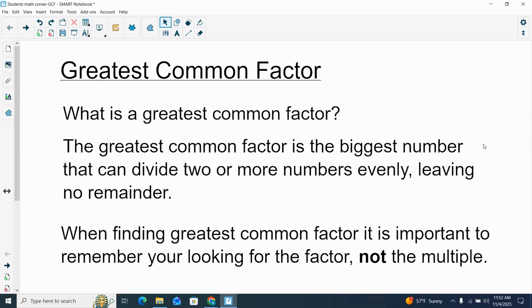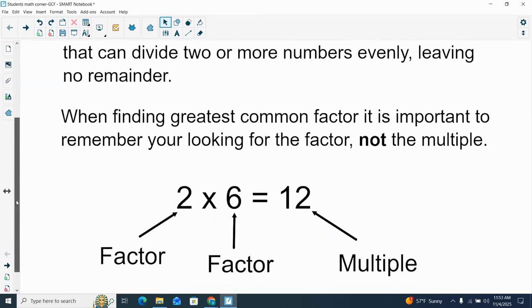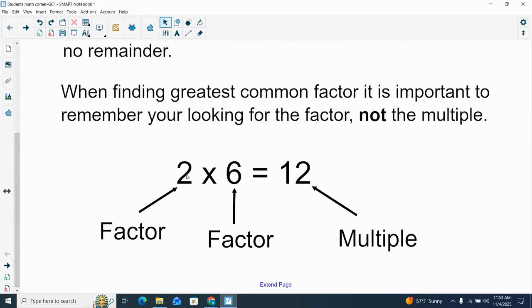And you're probably wondering, well, what's the difference between a factor and a multiple? Well, that's a good question. So the factors are the numbers that you multiply together, and the multiple is the answer that you get. So 2 times 6 equals 12. 2 and 6 are my factors. They're what I'm multiplying. 12 is my multiple. It's the answer that I get when I take 2 times 6. So when we're looking for greatest common factor, we're looking for these numbers.